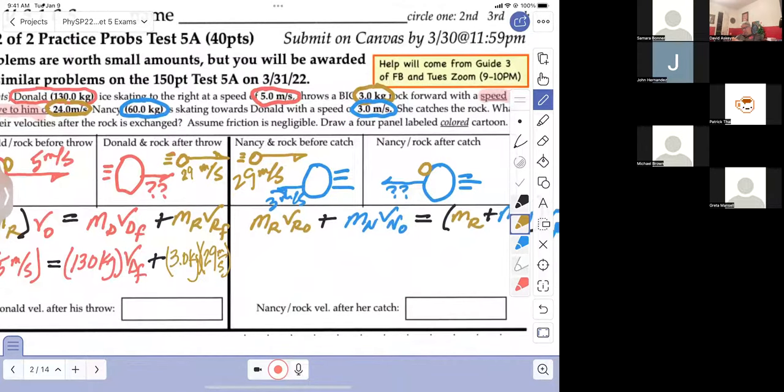This one for the inelastic collision will be the mass of the rock, 3 kilograms times 29 meters per second, okay? Plus, and then you got to put Nancy's mass, Nancy's initial velocity. Now, one mistake students make, supposed to be a help video here. Here's a mistake I see all the time. The mass of Nancy is 60 kilograms and her velocity is 3 meters per second.